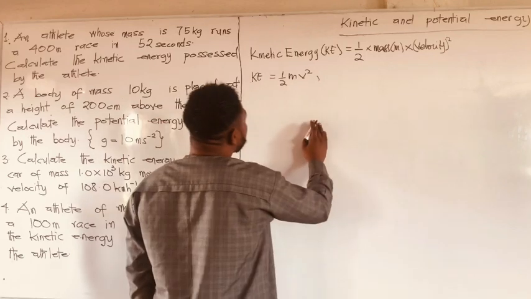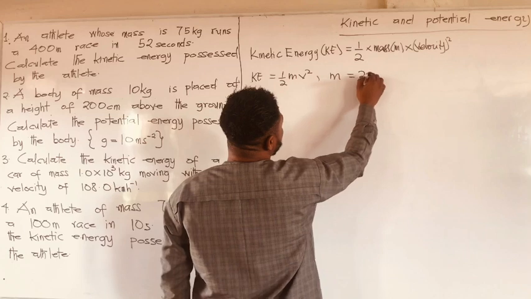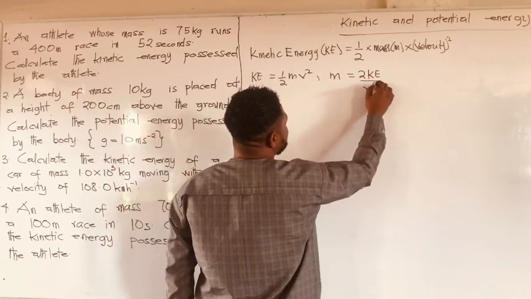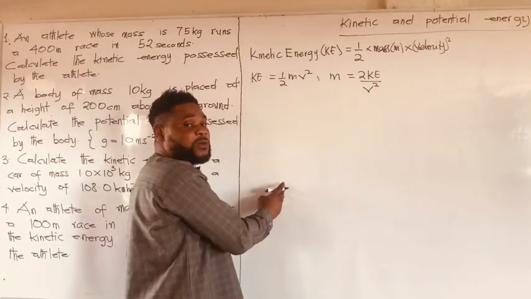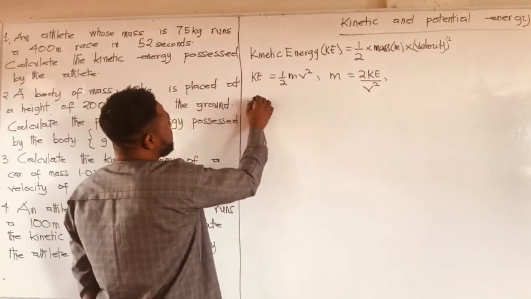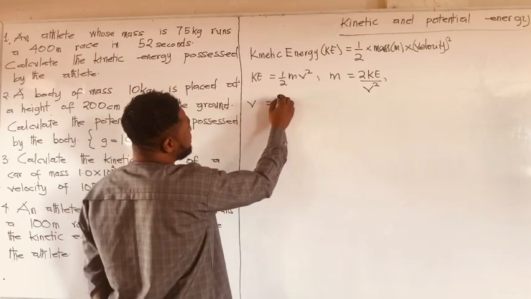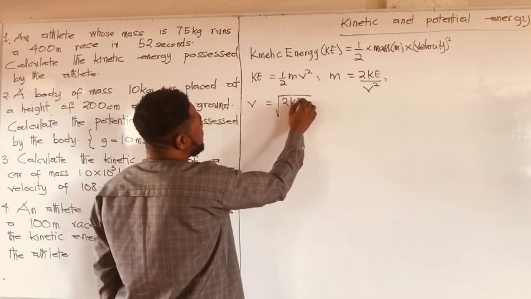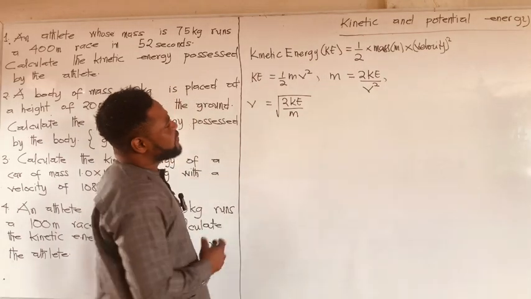Now, we can make the mass the subject. So, our mass will be equal to 2 multiplying kinetic energy divided by velocity squared. We can use this formula if we have been asked to calculate the mass of the body. And also, we can be asked to calculate the velocity of the body, and the velocity of the body will be equal to the square root of 2 multiplying kinetic energy divided by the mass. So we can have these formulas here.